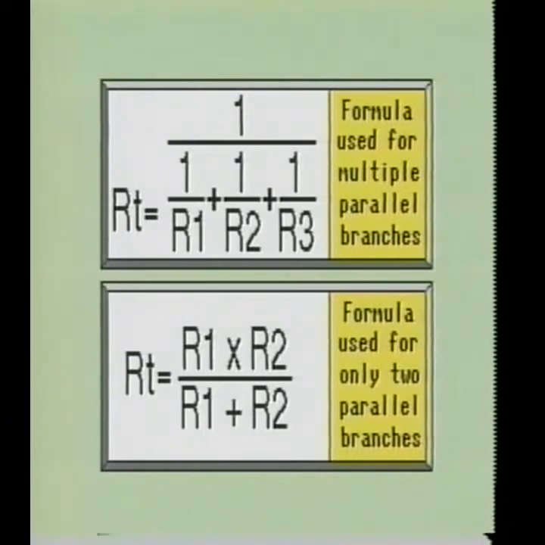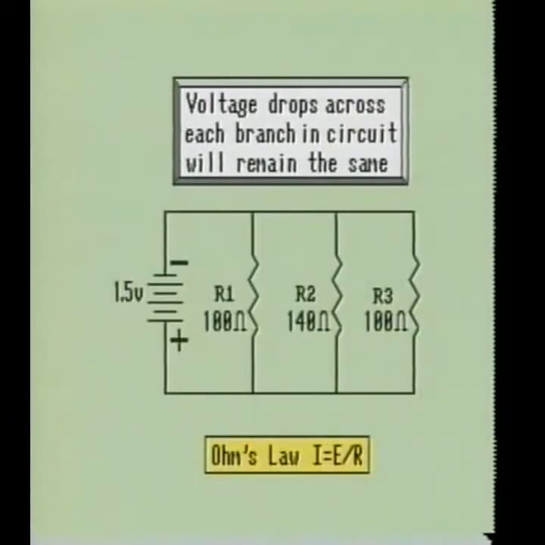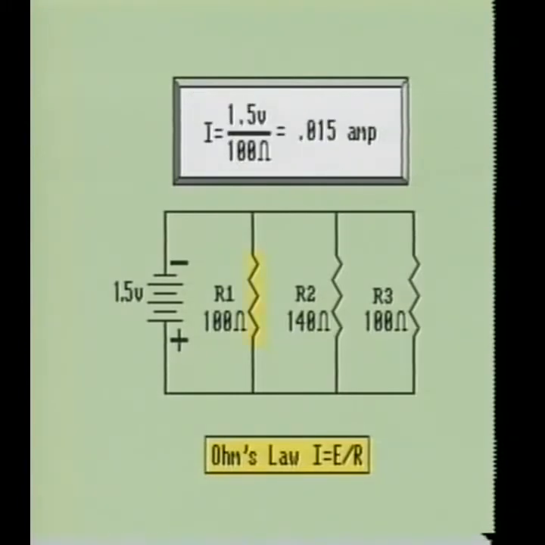By using Ohm's law, we can calculate the current flow through each branch of a parallel circuit. We will use the formula I equals E over R. As you recall, the voltage drop across each branch in a parallel circuit will be the same. Therefore, we know the resistance and the voltage of a branch, so our formula becomes I equals 1.5 volts divided by 100 ohms. When we divide the resistance into the voltage, the net result is a value of 0.015 amps or 15 milliamps. This is the value of current through R1.